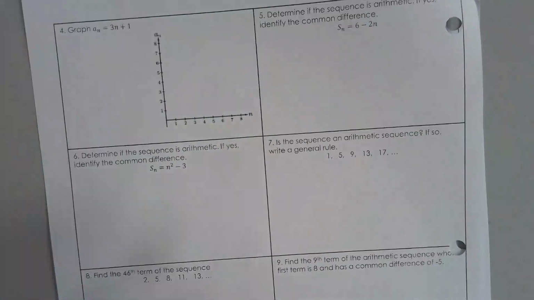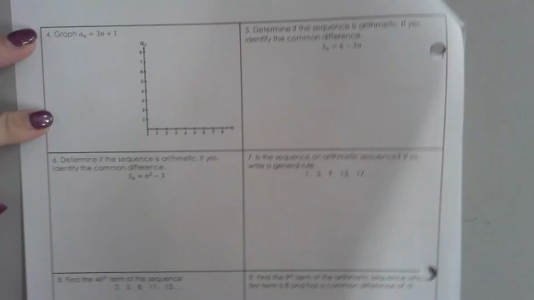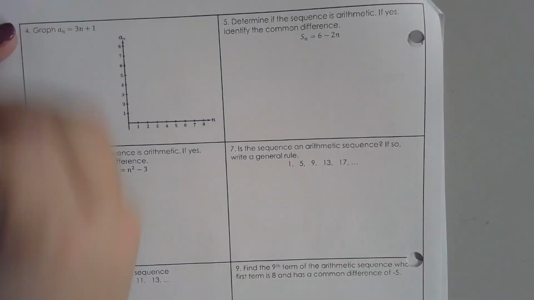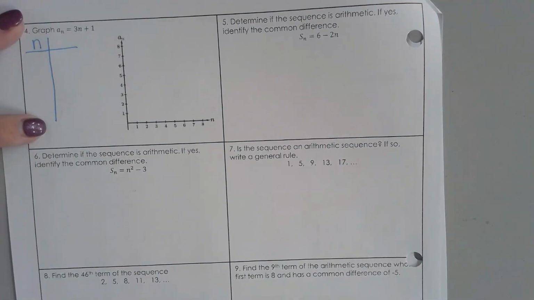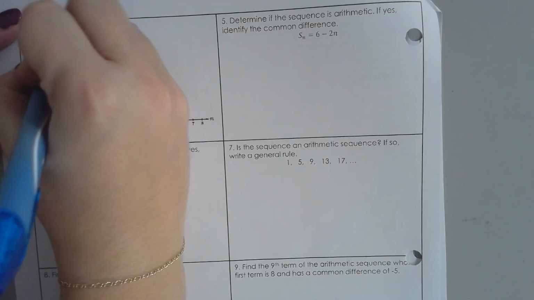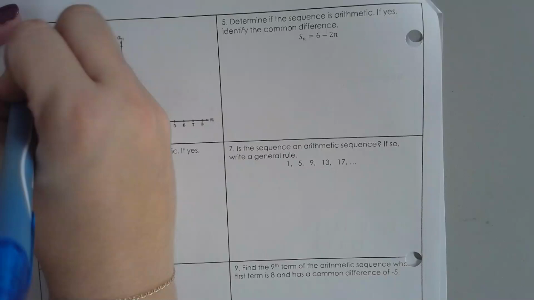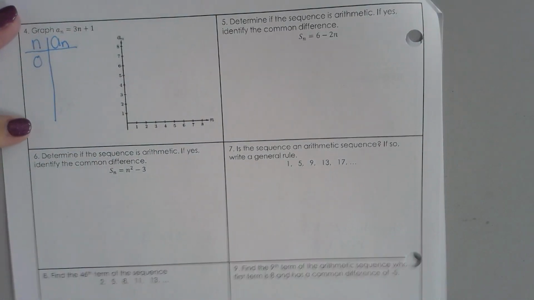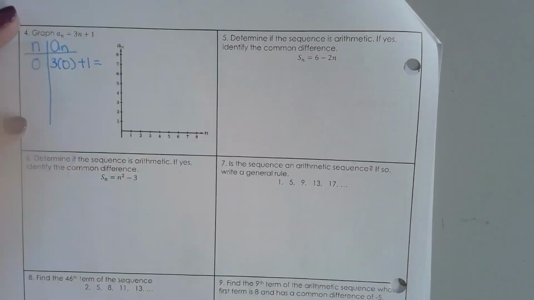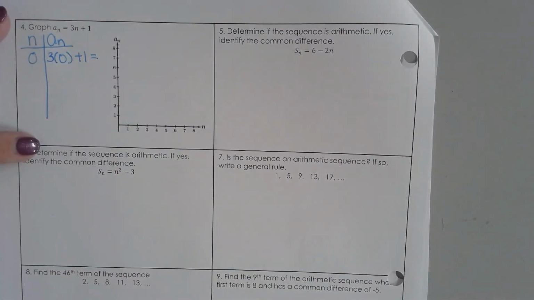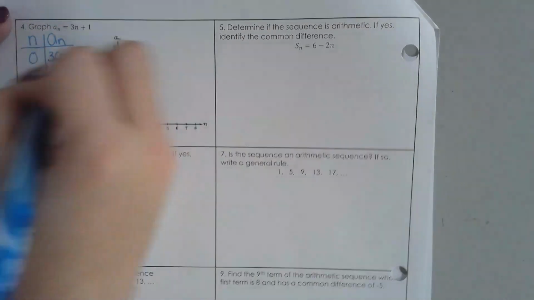So number 4 gives me the formula for a sequence and asks me to graph it. So I'm going to do N, which is like my x, and then AN. So I'm going to plug my N into that formula. We'll start with 0. We'll find the 0 term. So that would be 3 times 0 plus 1, which is 1. So basically I'm going to plot the point 0, 1.